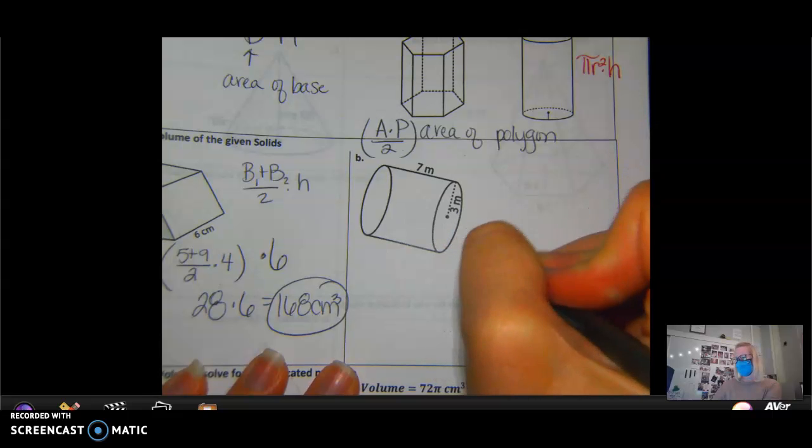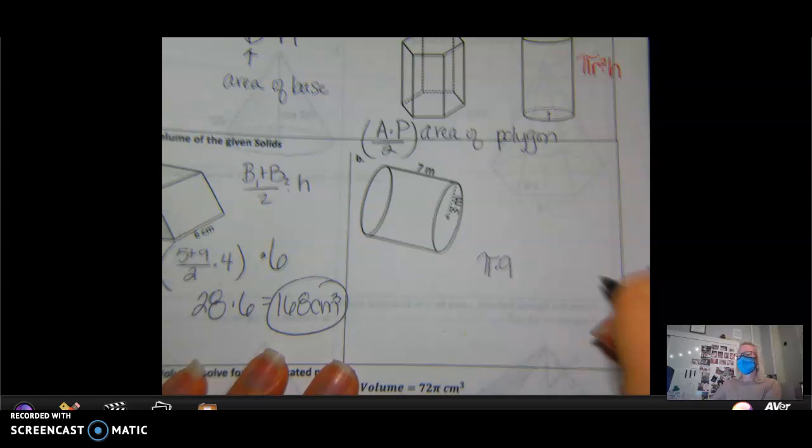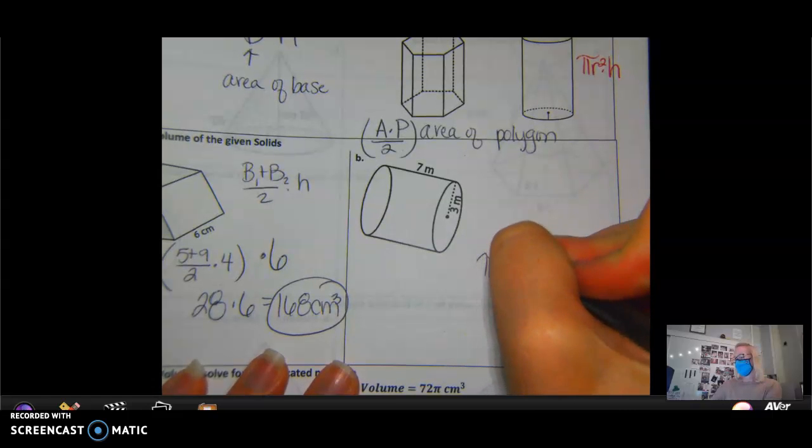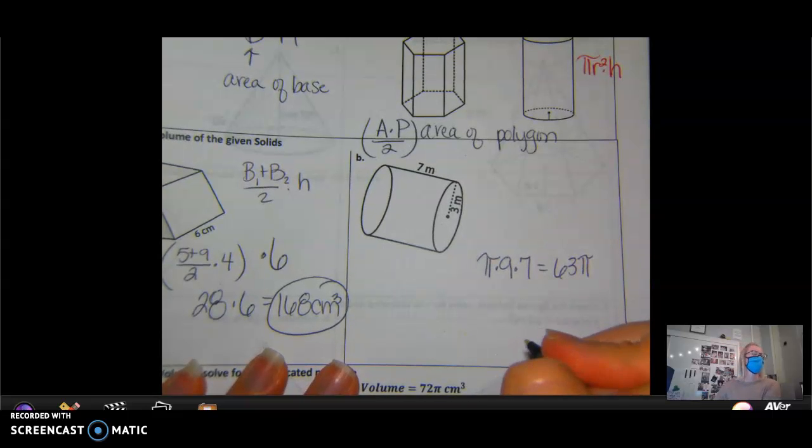Pi times 9. Where do you get 9? Because I don't see 9 anywhere here. Times what? So this would be 63 pi. Or if you multiply it through by pi, what do we get? Go to the nearest hundredth.